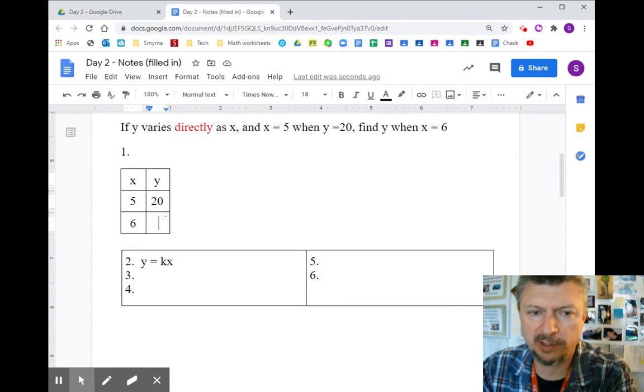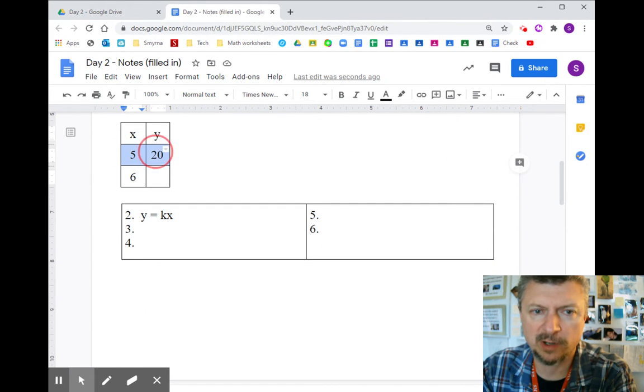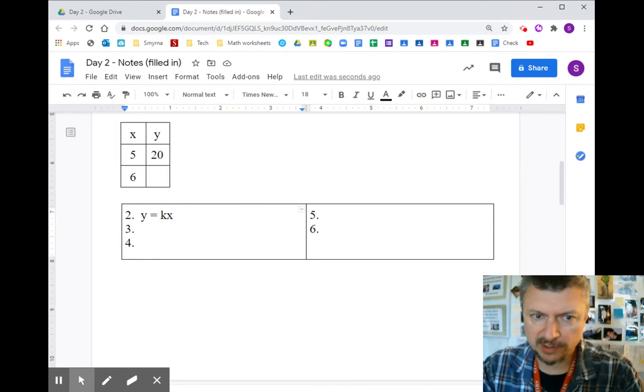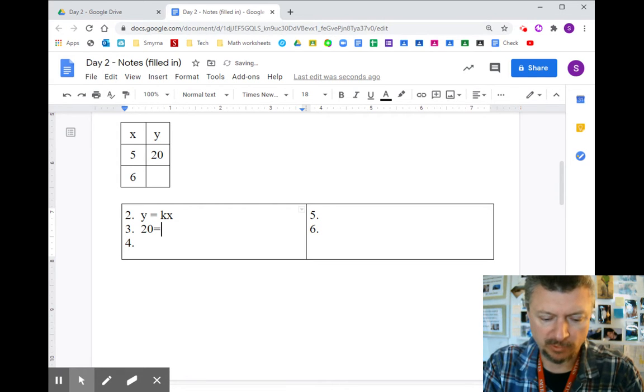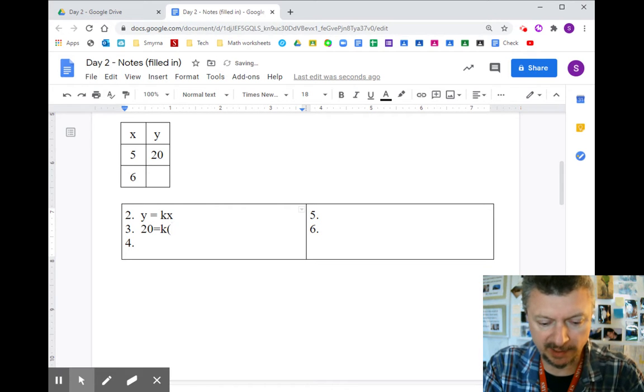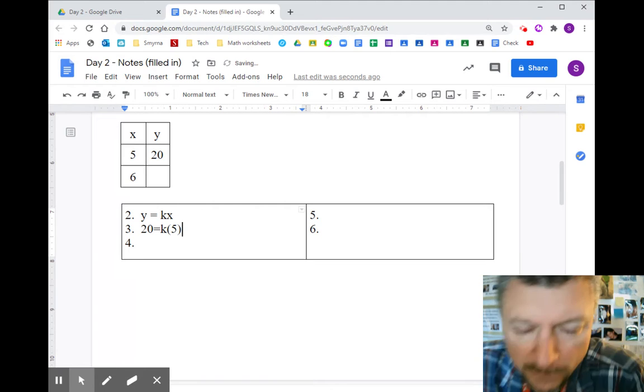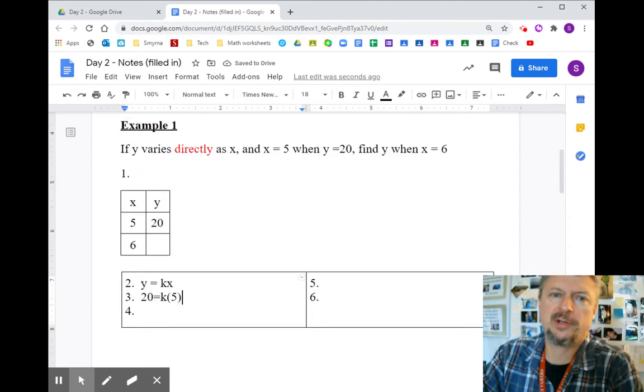Step 3, plug in x and y. Well, what are we plugging in? We're plugging in this x and y that we know. We know when x is 5, y is 20. So y is 20. We don't know what k is, and x is 5. So kx means k times x. 5 in there. All right, that's step 3.